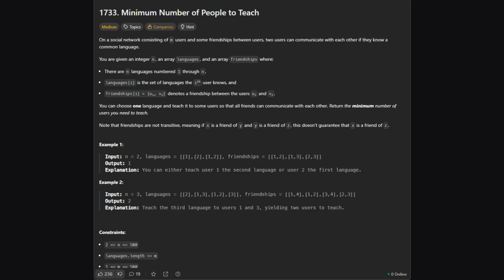Alright, here's the full problem description. The core idea is that we have a group of users, and some of them are friends. Two friends can only talk if they share at least one common language. Our goal is to pick one single language and teach it to the fewest number of people possible, so that every pair of friends can communicate.